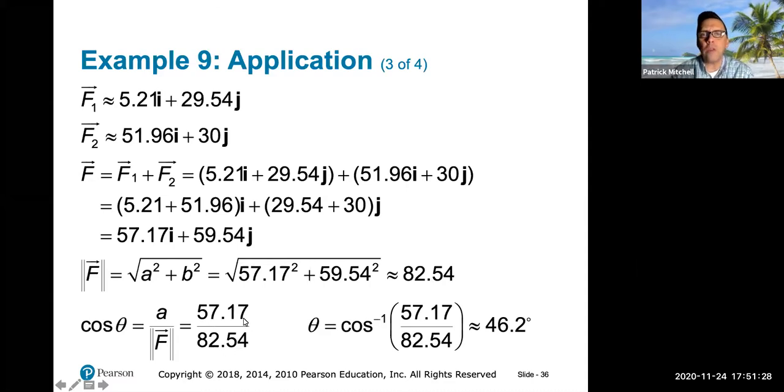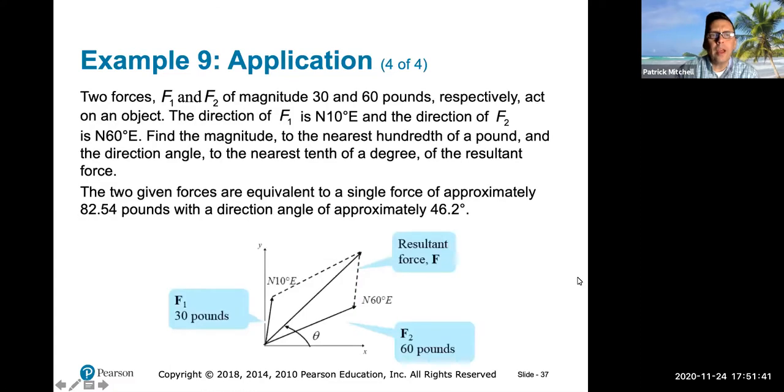And because we know this vector is in quadrant 1, we can just take the inverse cosine of that ratio, and we get that that angle is about 46.2 degrees. So the two given forces are equivalent to a single force of approximately 82.54 pounds with a direction angle of approximately 46.2 degrees.